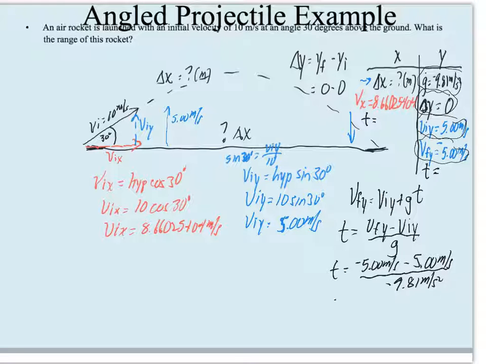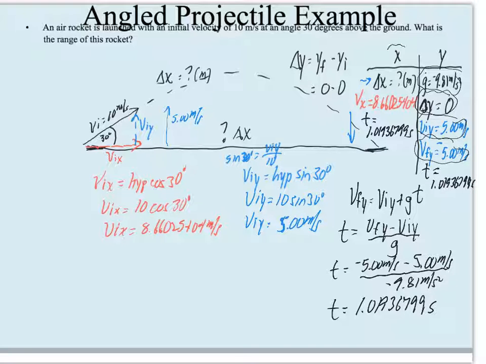And we end up with a time of 1.01936799 seconds. So our time up here is 1.01936799 seconds. And again, that's going to be shared over here. Same value, 1.01936799. Again, I'm not rounding. Technically, you're not supposed to round until the very end.